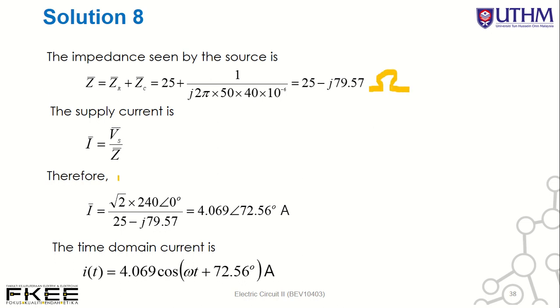And then the supply current. Okay, the supply current equals, by solving Ohm's law or Kirchhoff voltage law, I equals Vs over Z. Please bear in mind this V is actually the peak value. That's why we need to multiply with square root 2, angle 0, divided by Z, and then you can get the current. So in time domain of the current, you can convert from polar form to time domain. Okay, is it clear?